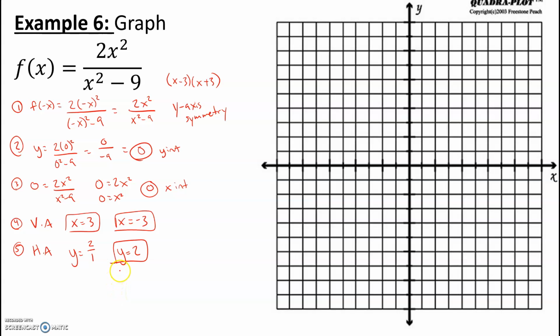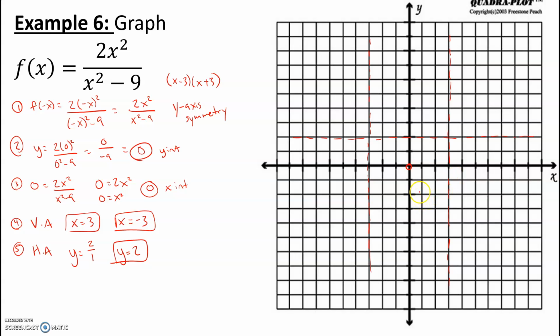And I think we're ready to graph. We got a lot of information here. So let's start with the positive and negative 3, those vertical asymptotes. Again, these are dotted lines. And then we had y equals 2 as our horizontal asymptote. And we know our x and y intercepts were both 0. We know we have y-axis symmetry, which means whatever I do over here, I can kind of copy and paste this way.